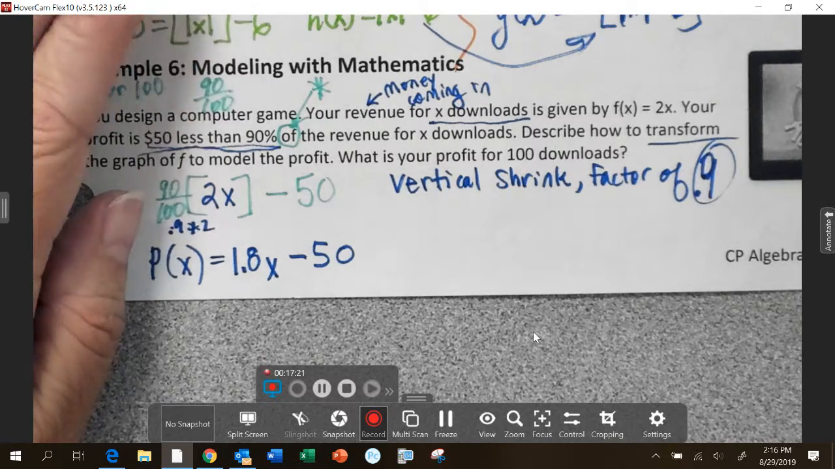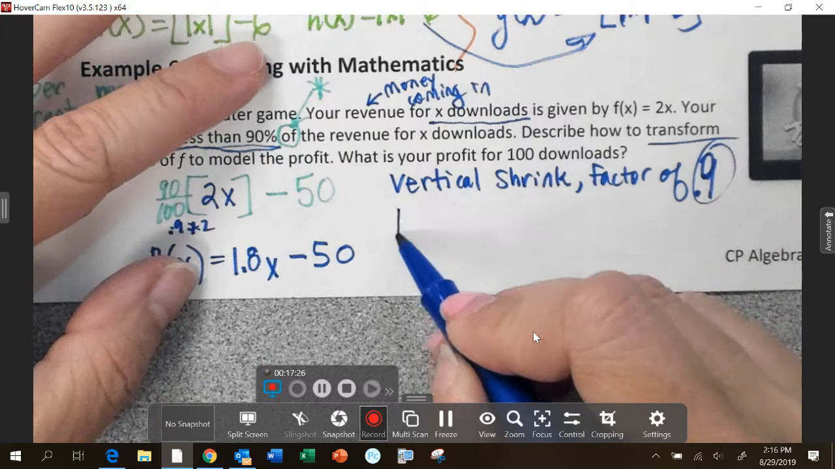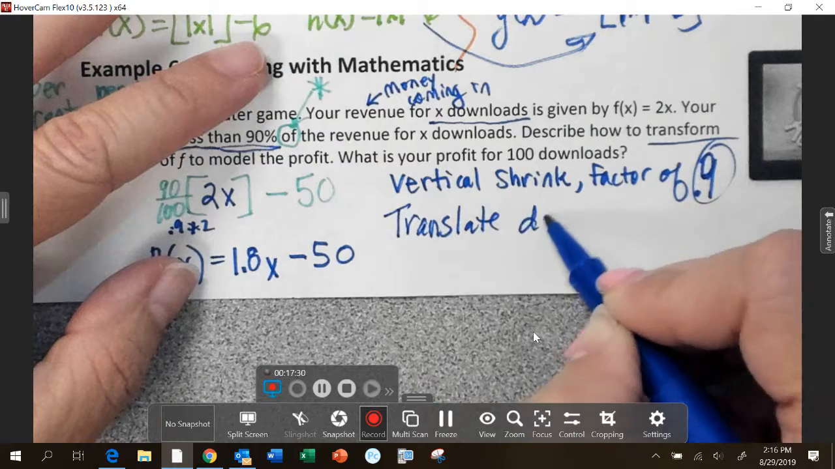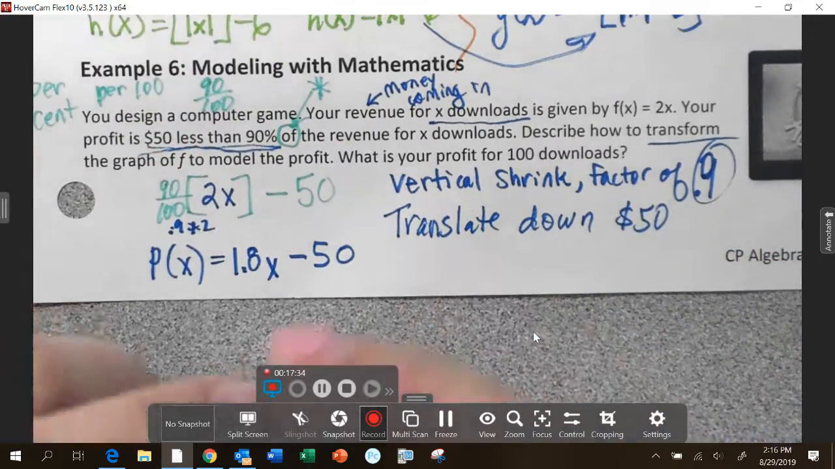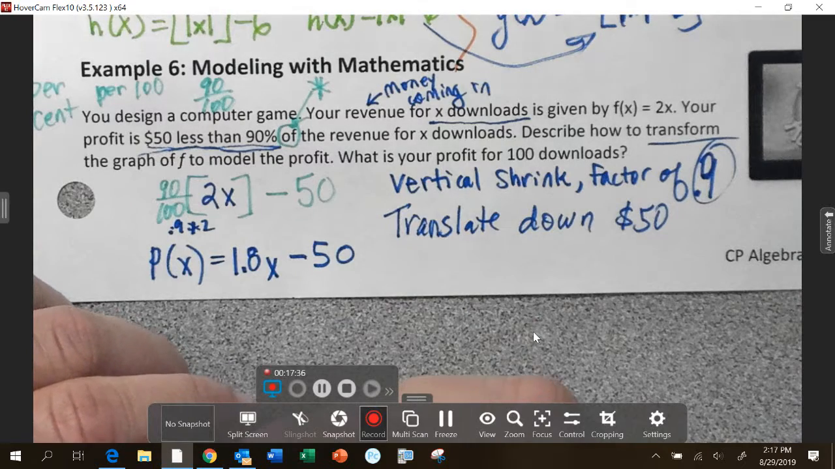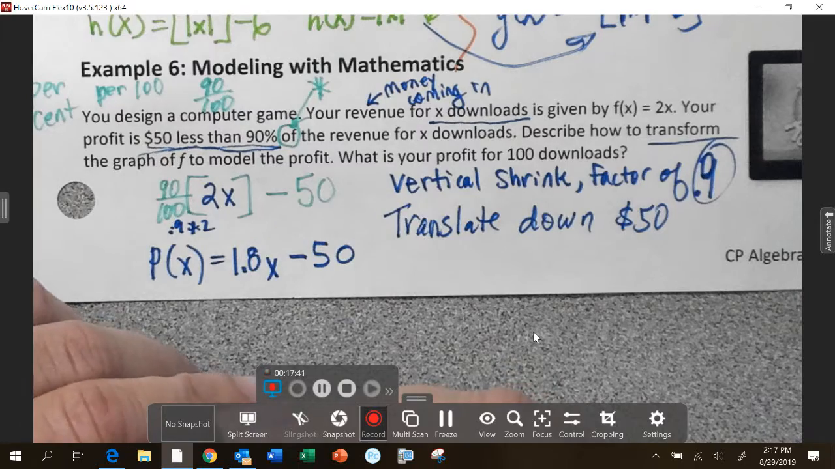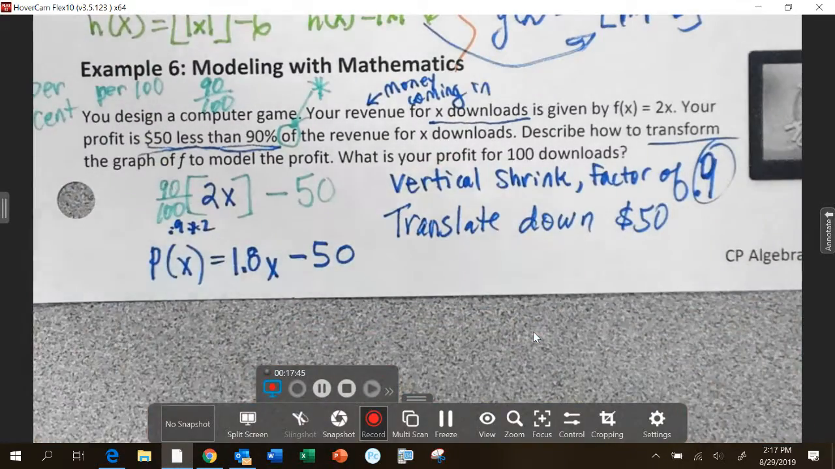And then what does the minus 50 tell us? Go left or down. Translate down $50, right? Do you have to write the word translate? Yes. You are a big boy now. You have to write the word translate.